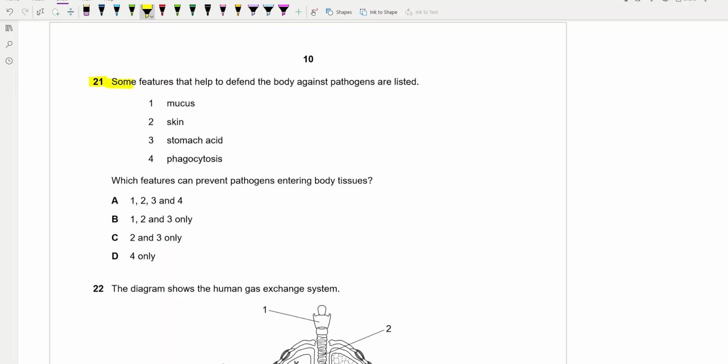Question number 21. Some features that help to defend the body against pathogens are listed. Number 1 mucus, number 2 skin, number 3 stomach acid, number 4 phagocytosis. Which features can prevent pathogens entering the body tissues? So mucus, skin and stomach acid prevent pathogens entering the body tissues. The correct option would be option B.